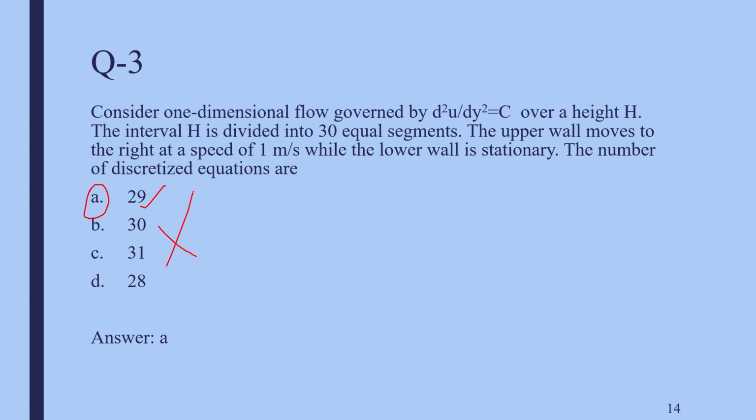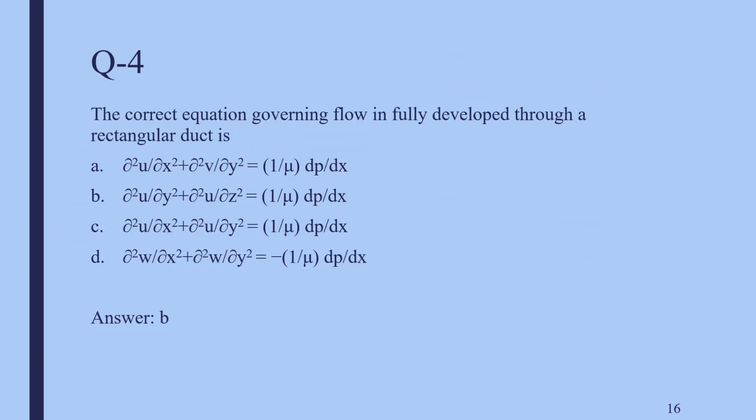Now we will go to question 4. In question 4 it is asked: the correct equation governing flow in a fully developed flow through a rectangular duct is.